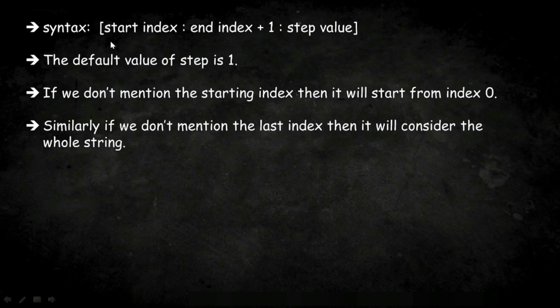Now before ending this session, let's conclude some points about slicing. That is, the syntax of slicing is we need to first write the starting index, then we need to write the end index plus 1, and then the step value. The default value of step is 1. If we don't mention the starting index, then it will start from index 0. Similarly, if we don't mention the last index, then it will consider the whole string.